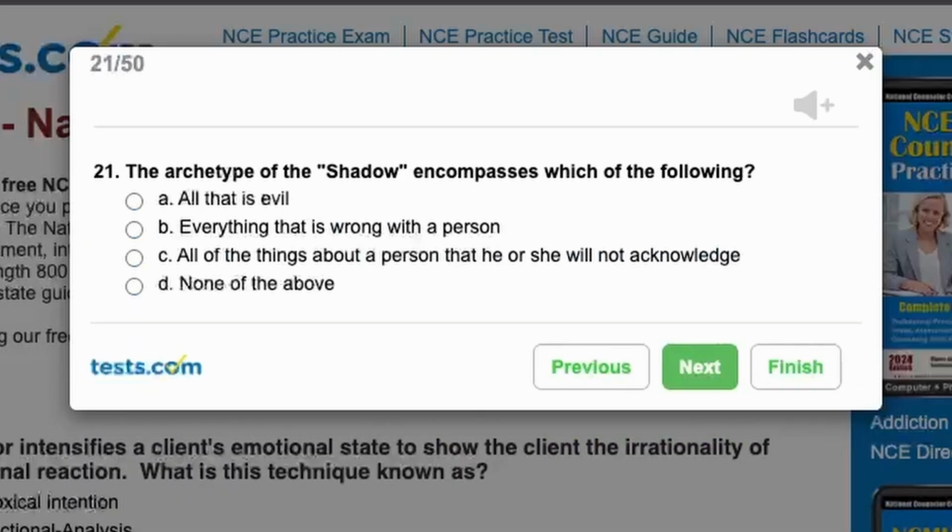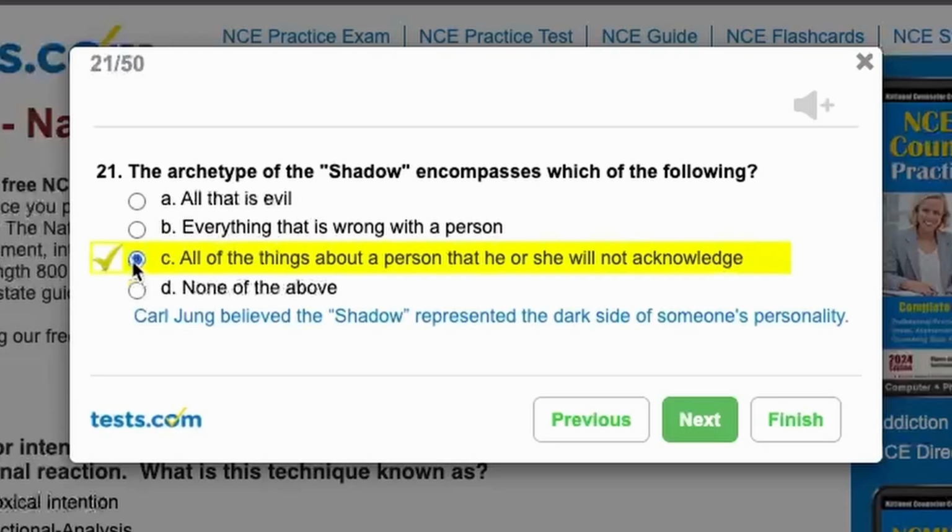The archetype of the shadow encompasses which of the following? A. All that is evil. B. Everything that is wrong with a person. C. All of the things about a person that he or she will not acknowledge. Or D. None of the above. C. Carl Jung believed the shadow represented the dark side of someone's personality.